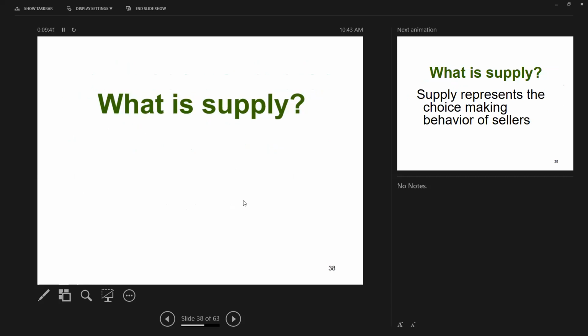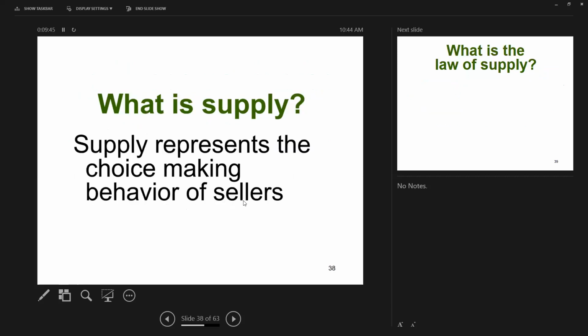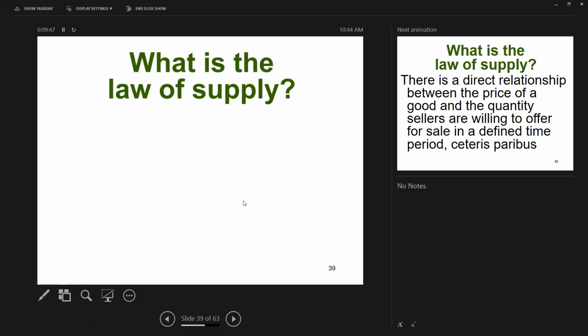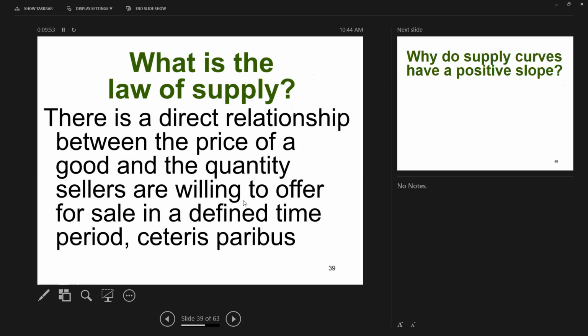Okay. The next thing we're going to talk about is supply. Supply represents the choice-making behavior of sellers. We have a law of supply. The law of supply says that there is a direct relationship between the price of a good and the quantity sellers are willing and able to offer for sale in a defined time period, ceteris paribus.